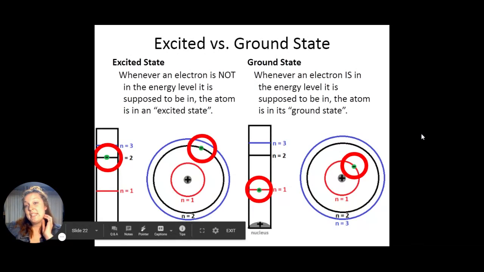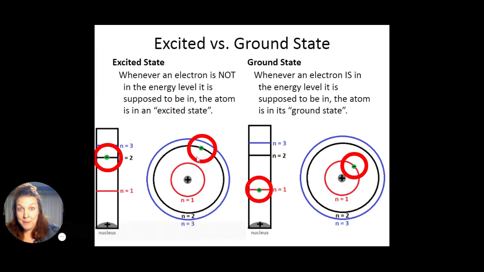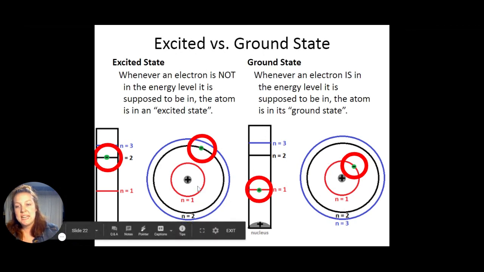Another example showcasing excited versus ground state, you can see here that there are no electrons on energy level 1. And so there should be, according to the Aufbau principle, that we should start on the lower energy level, but we have an electron actually in the second energy level. When that electron comes back down to the first energy level, we end up having the ground state. So the image on the left is the excited state. The image on the right is the ground state.